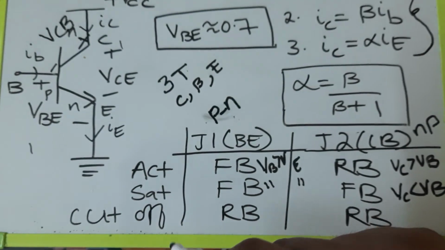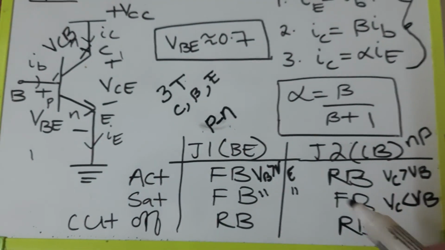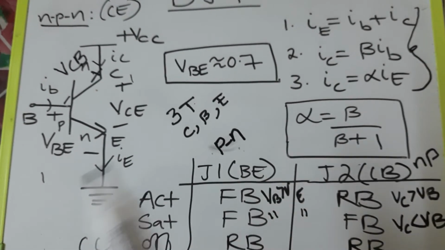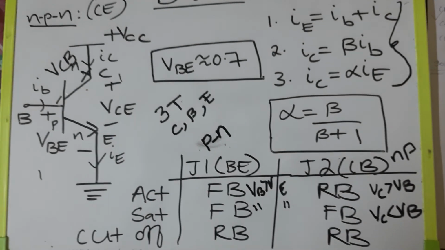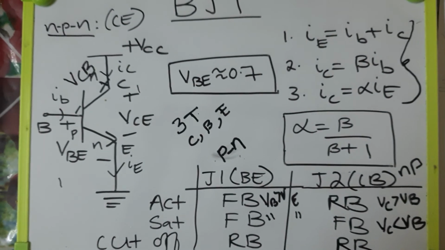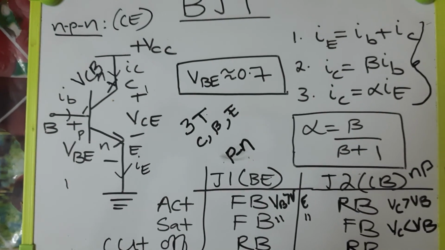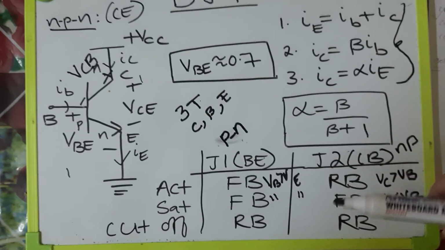The third region is the cutoff region, when both junction 1 and junction 2 are in reverse bias. The transistor is said to be off in this state. I hope this much is clear for a basic introduction. I will give one small problem and then from tomorrow I will explain each and every configuration in detail. So let's see the problem.